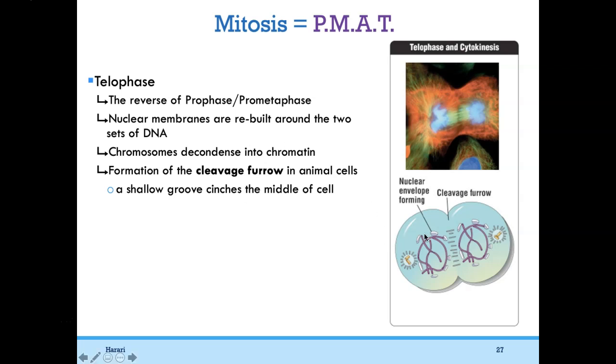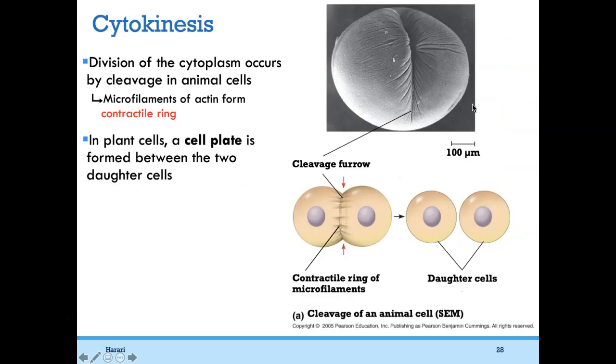At the end of telophase, there's a formation of what's called the cleavage furrow. So in animal cells, there's a shallow groove that cinches the middle of the cell, right where the chromosomes lined up. So the chromosomes in metaphase lined up here, and that dictates where the cell is going to divide. And of course, this happens in cytokinesis, right? So division of the cytoplasm occurs by cleavage in animal cells.